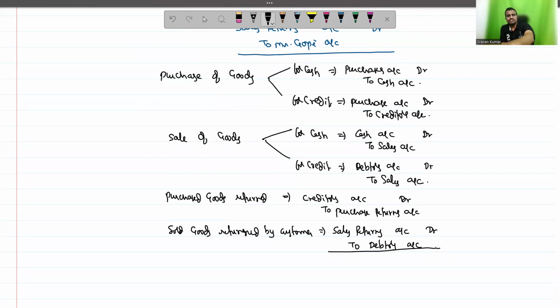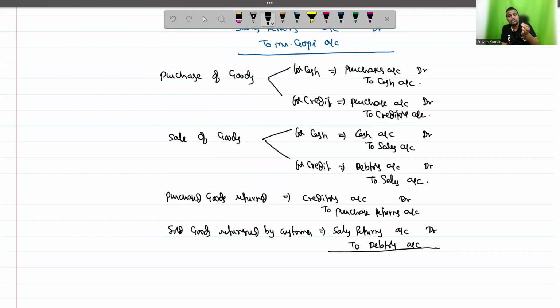For purchase of goods, purchases account debited to cash, and for credit, purchases account debited to creditors account. The sale of goods for cash, cash account debited to sales account, and sale of goods for credit, debtors account debited to sales account. Purchased goods returned to the supplier, creditors account debited to purchase returns account, and sold goods returned by the customer, sales returns account debited to debtors account. And these are the general transactions relating to the goods. Remember these words: purchases account, sales account, purchase returns account, sales returns account. These four words we have to use if the transaction is relating to the goods.